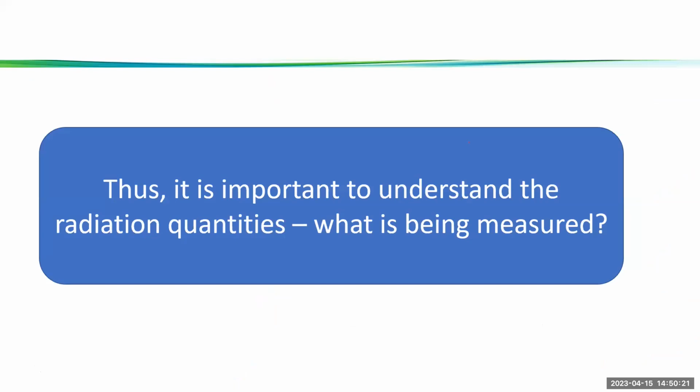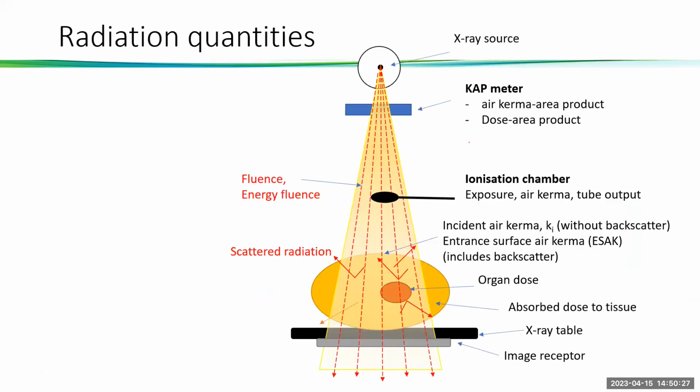I would say that it is important to understand the radiation quantities and what is actually being measured. The following few slides will be covering quantities that are described in this diagram here. So we have the X-ray source, X-rays coming out. These lines are representing the fluence, energy fluence, and these are scattered radiation from the patient.